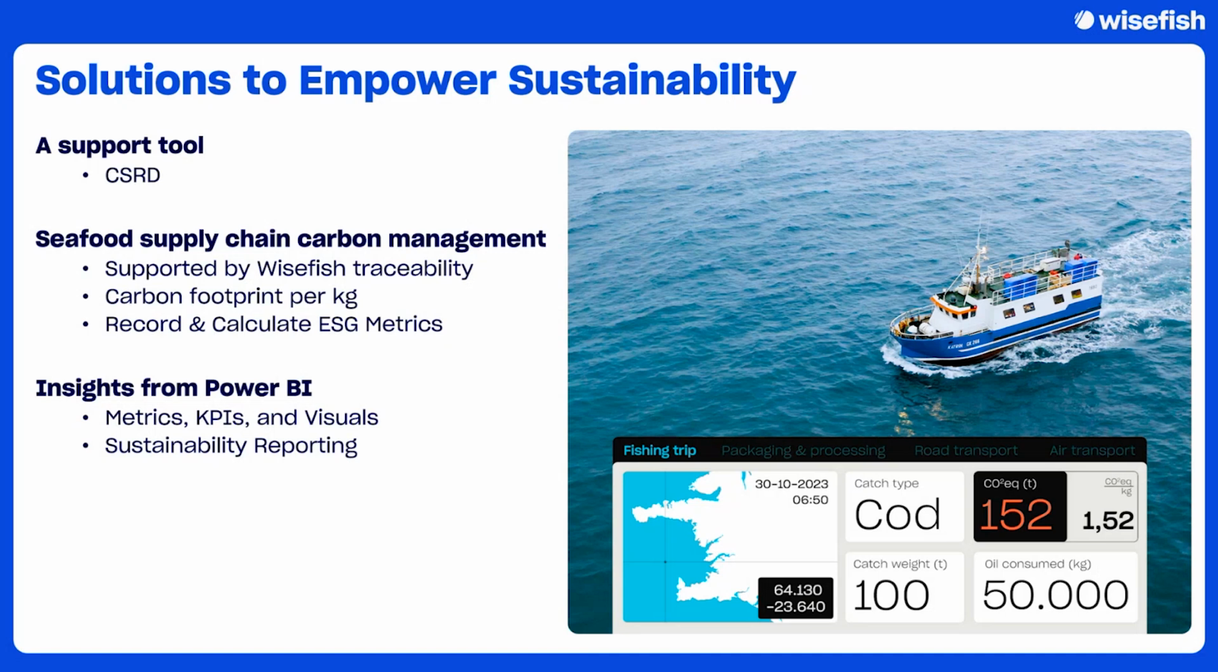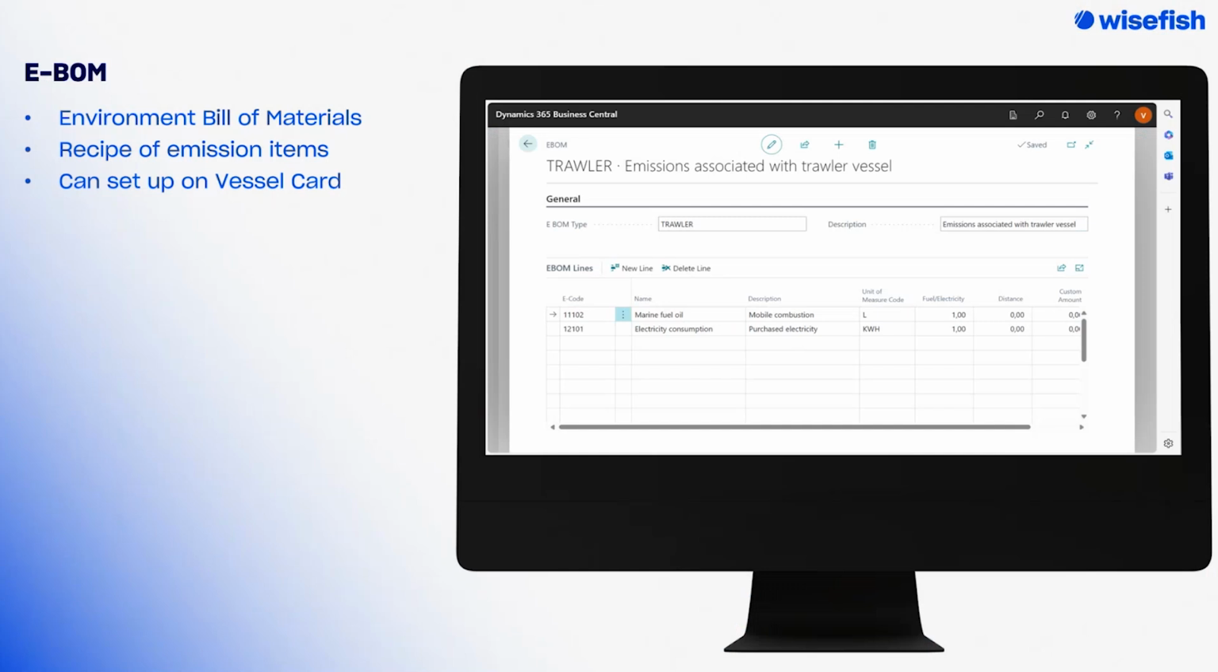Data can then be taken from Business Central into Power BI, and Power BI can provide insights such as environmental performance metrics and KPIs. This is a helpful tool for sustainability reporting, such as with the EU's Corporate Sustainability Reporting Directive. We created environment bill of materials for fishing trips. It acts as a recipe card of emissions that can be assigned to fishing trips.